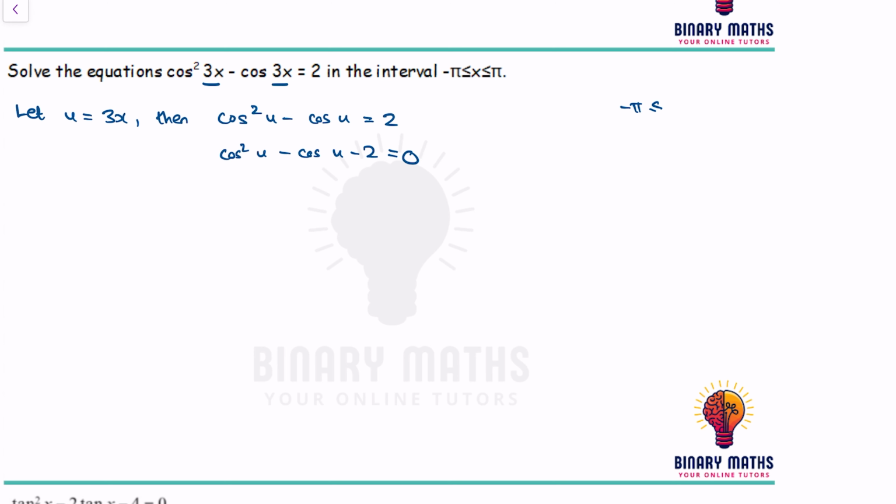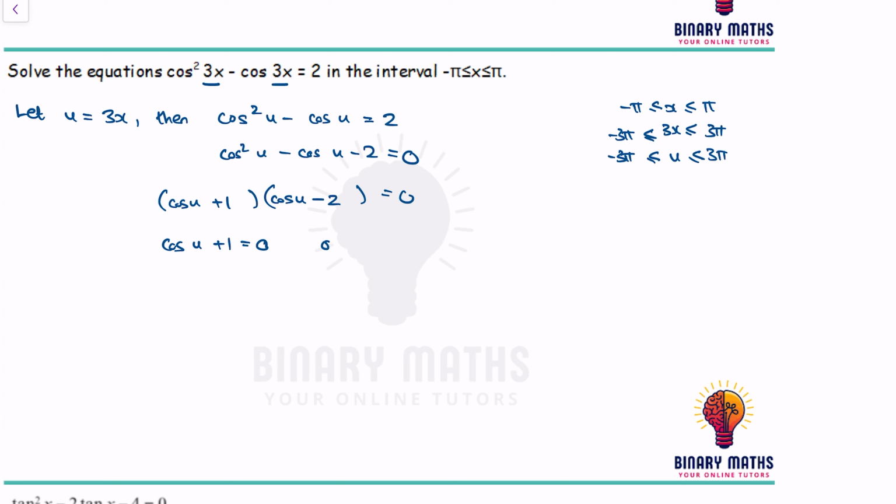So minus pi is less than or equal to x, which is less than or equal to pi, which means 3x is between 3 pi and negative 3 pi. So u is between 3 pi and negative 3 pi. If I factorize this, then I've got cos u and cos u. I've got minus 2 here and plus 1. So if I expand this, I get cos squared u minus 2. And then I've got minus 2 cos u plus cos u, which is negative cos u. So either cos u plus 1 equals 0, or cos u minus 2 equals 0.